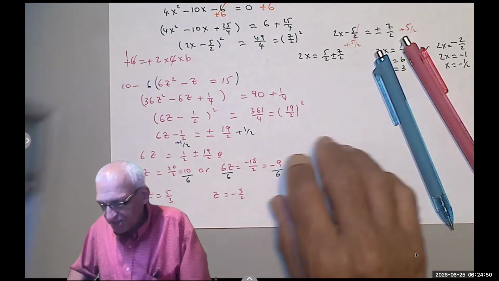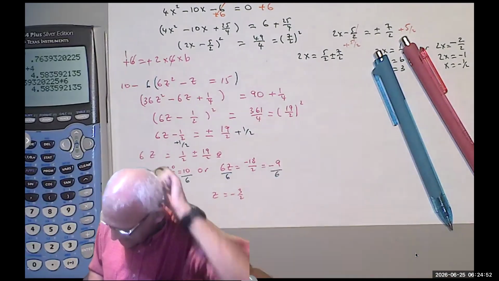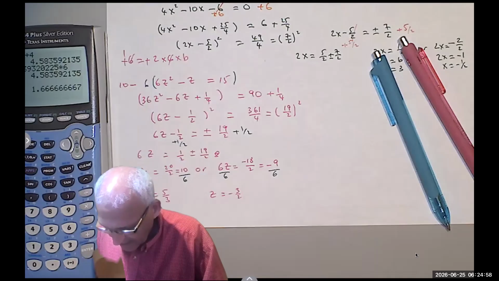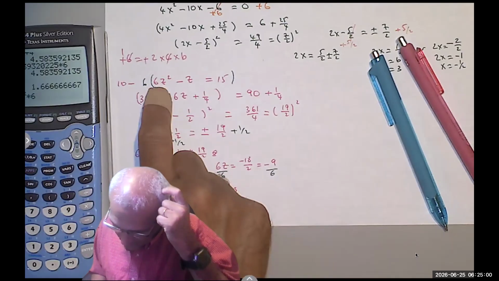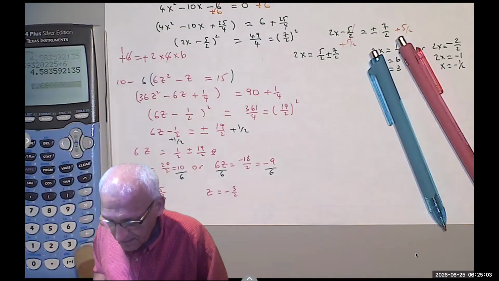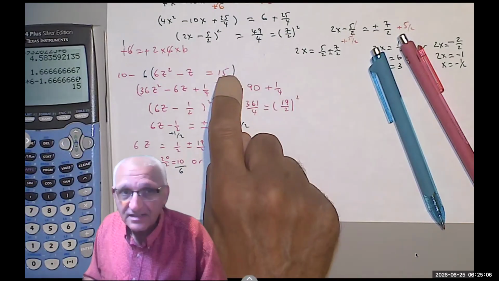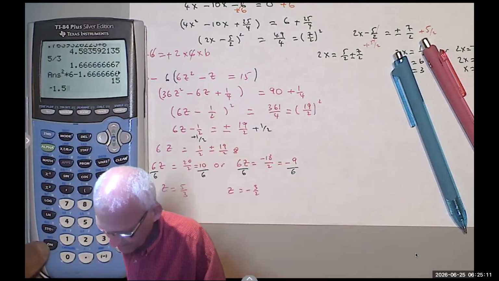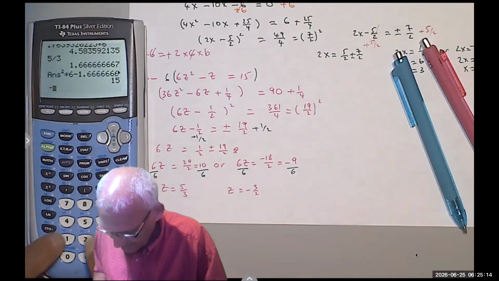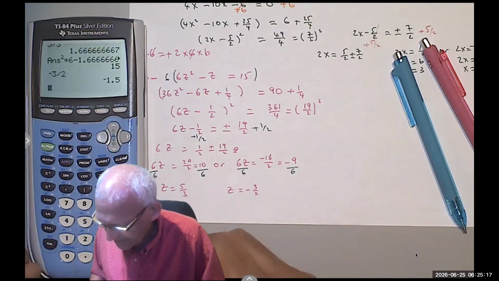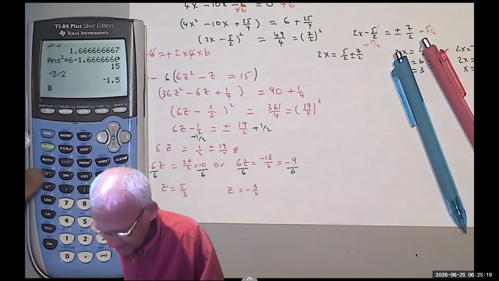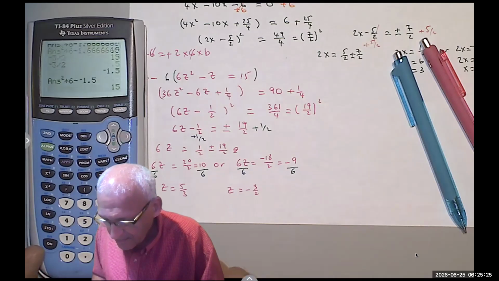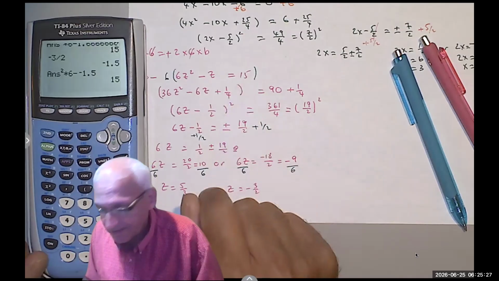And again, I can check. If z is 5/3 and I square it and multiply it by 6, then subtract it, I get 15, which is the right-hand side. And if it's negative 3 halves, I'm sorry, negative 3 halves, I'm going to square it and multiply it by 6, then subtract it. I get 15. So I know it's correct.